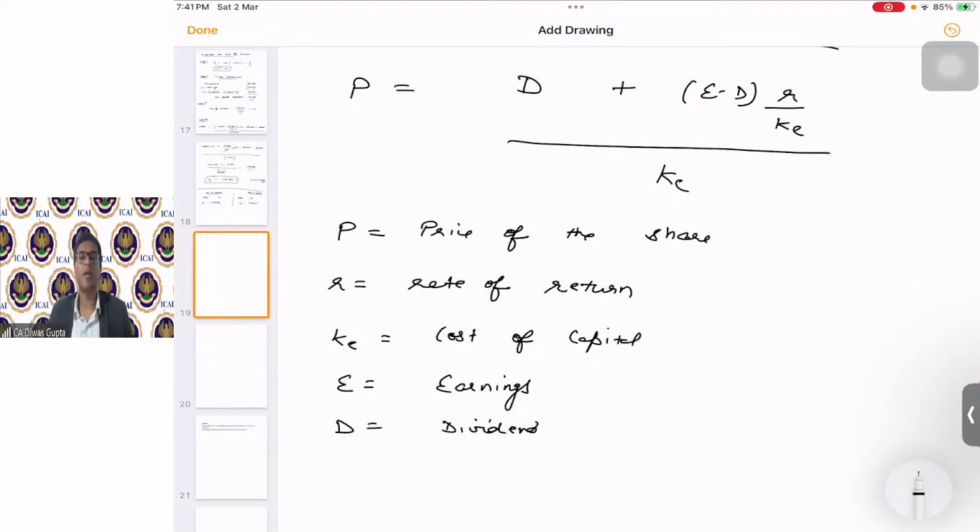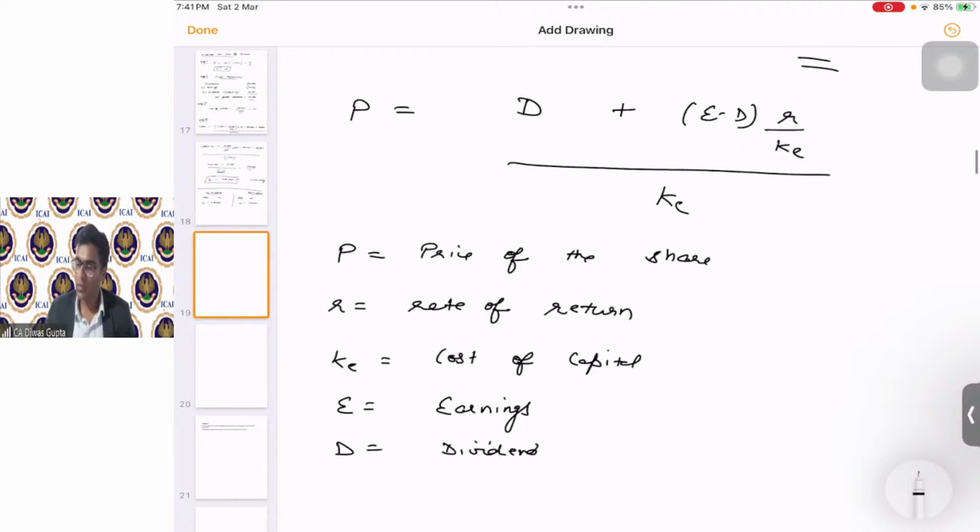Correct? So the price of the share can be computed by adding the dividend and the future earnings in the form of E minus D into R divided by KE. And then the whole of that amount will be divided by KE to arrive at the price of the share. This is what the Walter model says. Clear, students?